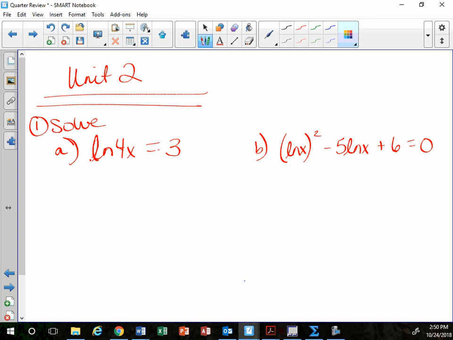So many of you were like, I'm dividing by natural log of 4. No, you cannot do that. Is this the one you're talking about? Don't do that. It's the natural log of the whole thing, 4x. So you can't take pieces.